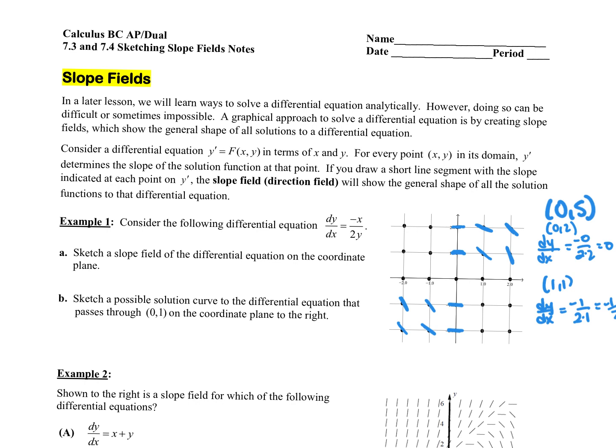What about up here when x is negative and y is positive? What will the slope be? Positive? What about down here where x is positive but y is negative? So a negative divided by negative will make a positive.